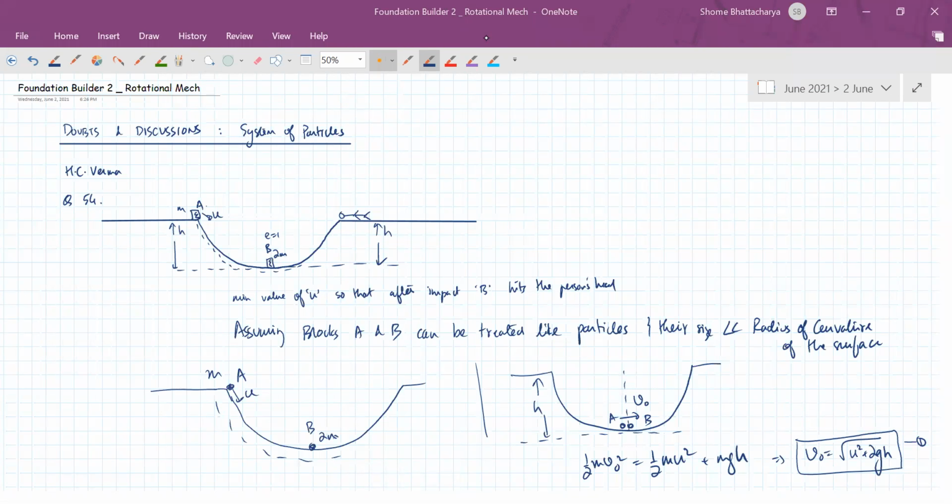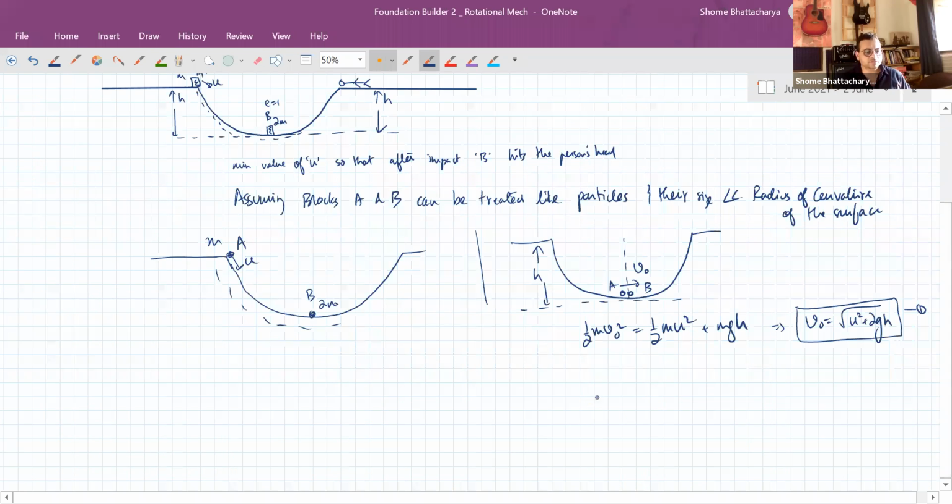Okay. Now, next thing we have to look at the collision between A and B. So just after impact, we assume that the velocities of A and B become v1 and v2. The masses are of course m and 2m, and the collision is perfectly elastic. So we can find out v1 and v2 from this formula.